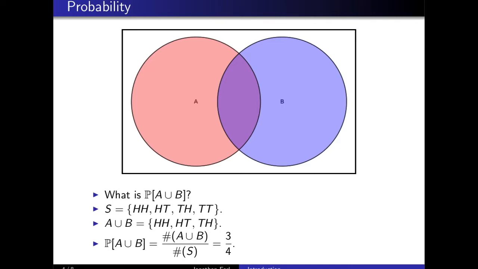So in other words, what we're saying is that if you flipped a coin twice, you would expect that 3/4 of the time you would get a head if you did this experiment a lot of times.